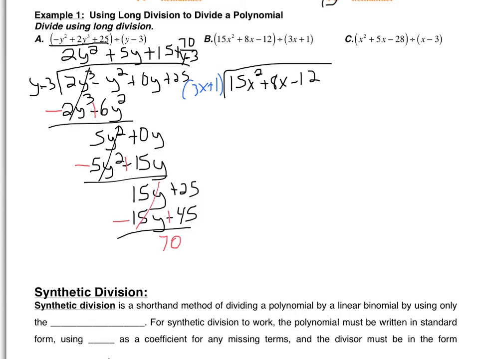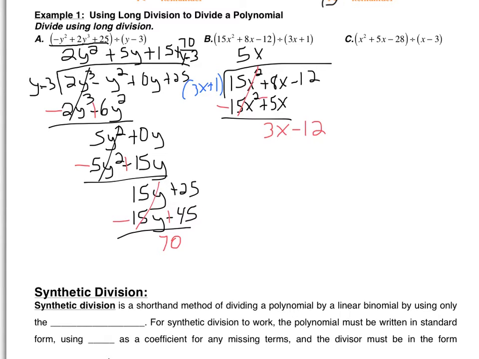So how many times does 3x go into 15x squared? 5. So 5 times 3 is 15. x times x is x squared. So we have 15x squared. And then 5x times positive 1 is positive 5x. And then we subtract, and 15x squared minus 15x squared is 0. 8x minus 5x is 3x. And then I'll bring down the minus 12.